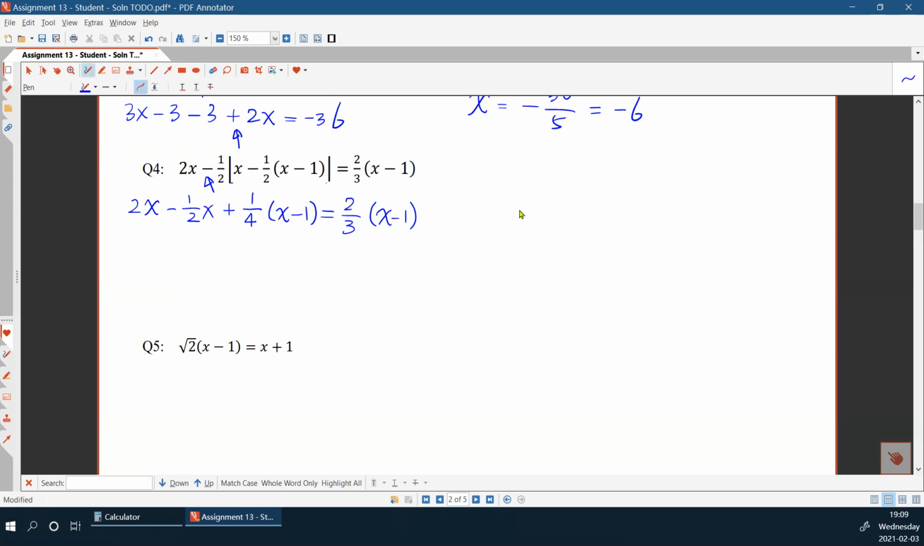so next, you can consider removing all the brackets. Note that we have a 2, right? And we also have a 4. And on the right-hand side, we have a 3. So the least common multiple of 3, 4, 2 is how many? 12, right? So again, we times a 12 on both sides of the equation.